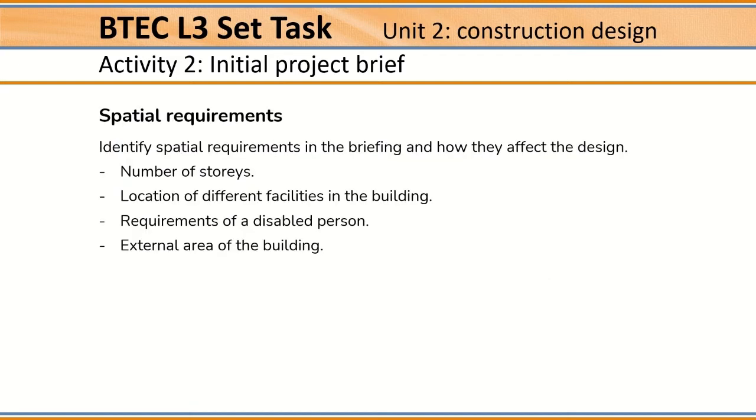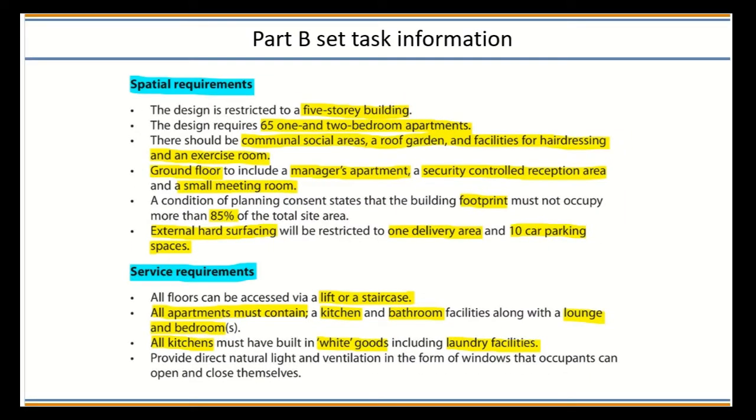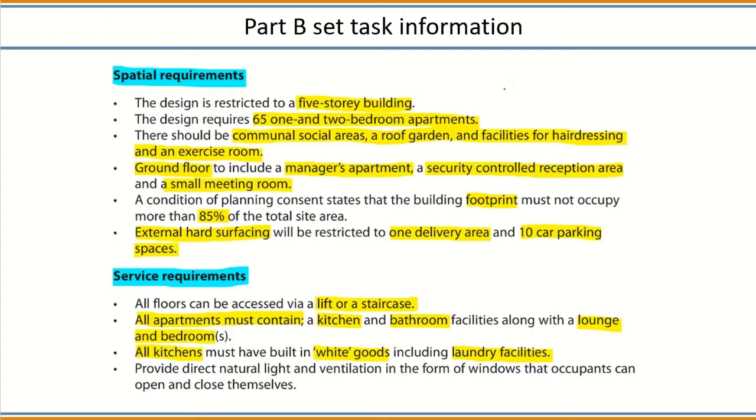Spatial requirements. You need to identify spatial requirements in the briefing and how they affect the design. For example, number of stories, location of different facilities in the building, requirements of a disabled person, external area of the building. In the spatial requirements and service requirements sections, you have all the information that you need to answer this question. Use this as a starting point. Don't just copy it. You need to write about access, circulation spaces, different areas. We need to calculate the total surface of the building.